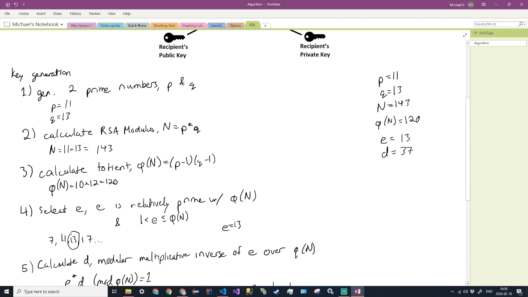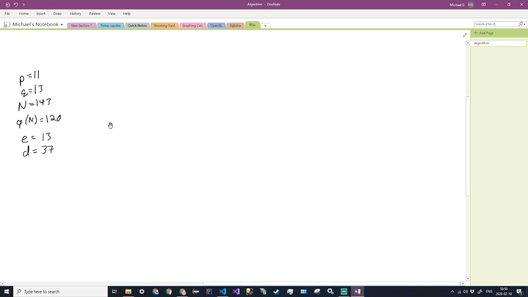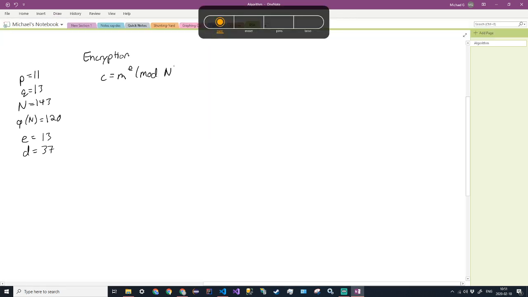So that's how you determine the keys. And now once we have the keys, we can actually go into encryption and decryption. So encryption, we just use this formula. The numerical value we're going to use is something called the ASCII value. So the code of each character in the cipher is going to equal the code of each character in the message, M to the power of E, which is our key, mod N.